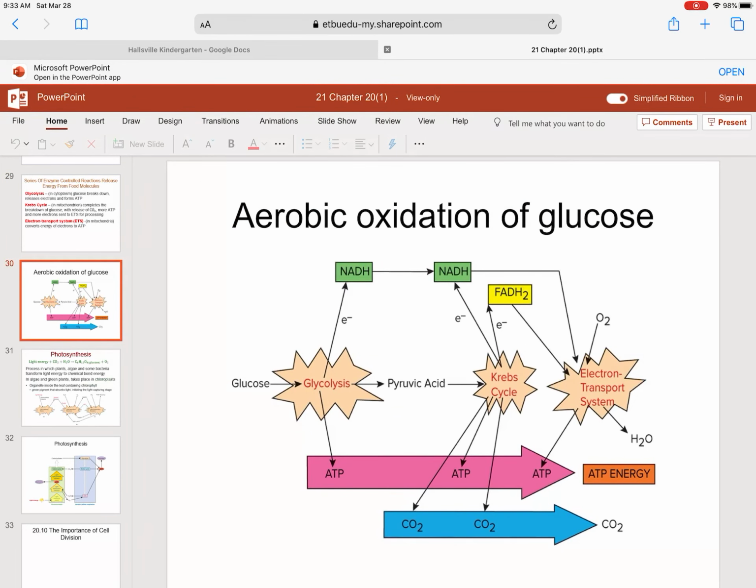Now, aerobic oxidation of glucose: you see glucose comes in, goes through glycolysis, produces ATP, becomes pyruvic acid, goes to the Krebs cycle, yet more ATP and CO2, and then it goes on to the electron transport system, which makes more ATP and some water and some oxygen. Okay, so there's a visual demonstration left to right of what that goes through.